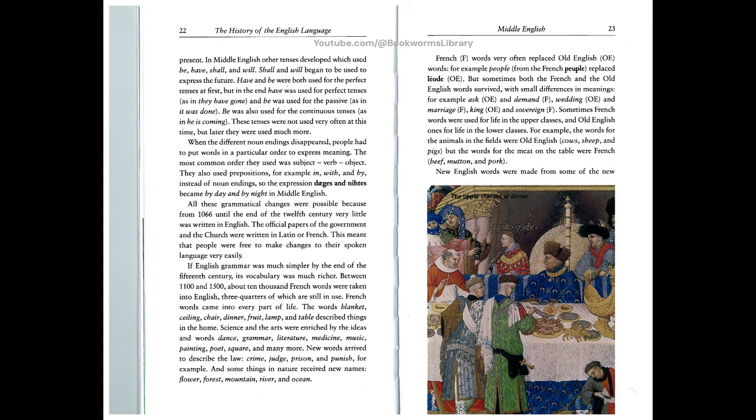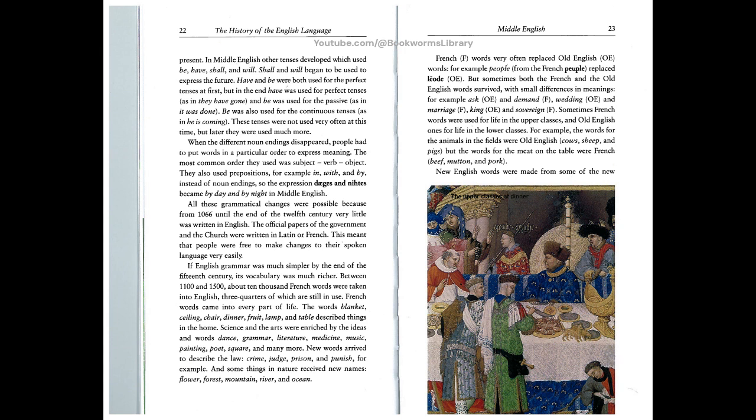When the different noun endings disappeared, people had to put words in a particular order to express meaning. The most common order they used was subject, verb, object. They also used prepositions, for example, in, with, and by, instead of noun endings. So the expression dies and nichtes became by day and by night in Middle English.